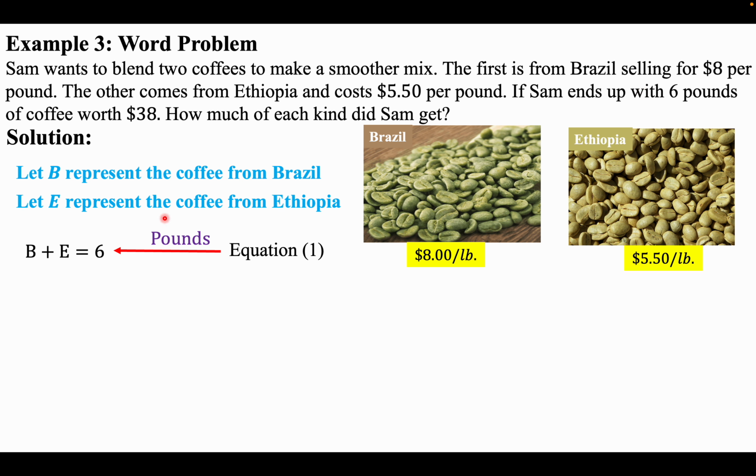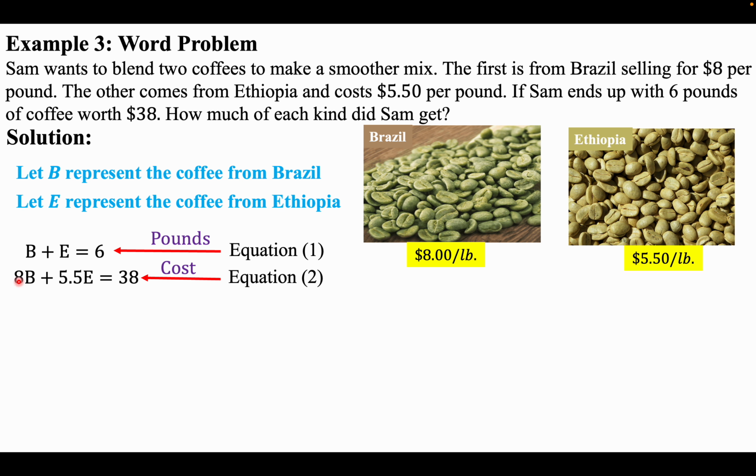Now the second equation is going to be in terms of how much he's spending for that, right? How much he's paying. Well, we know the coffee from Brazil costs $8, so that means 8B plus 5.50E should be equal to the total cost, which is $38. And that's the cost of the Ethiopian pound, and this is the coffee from Brazil.